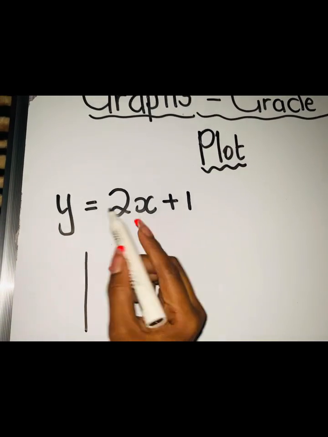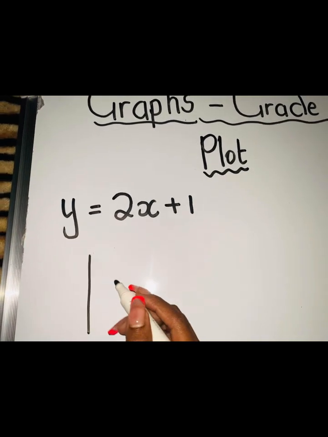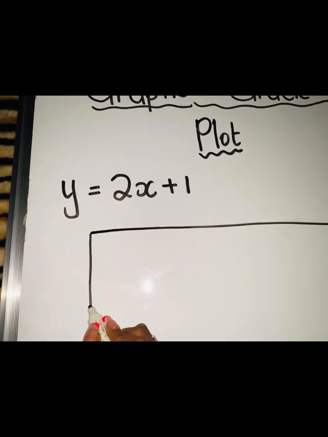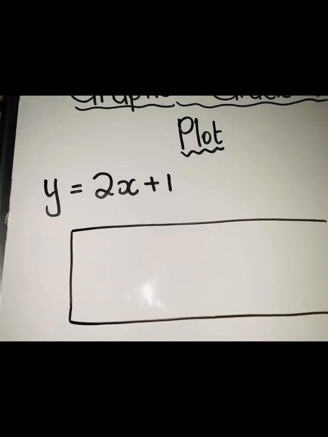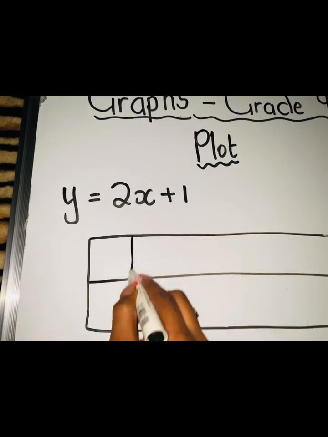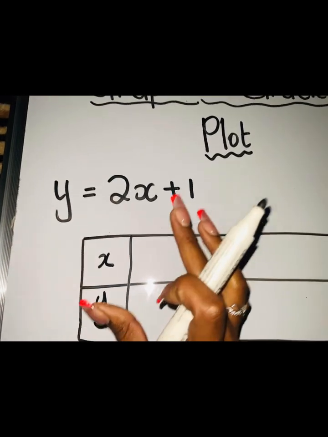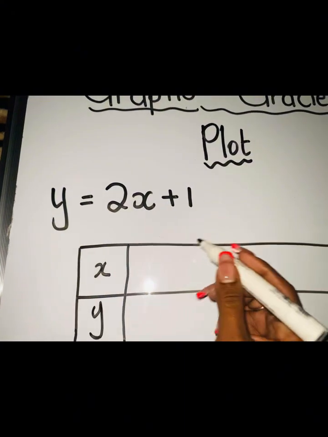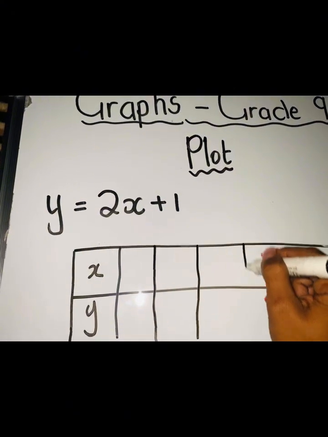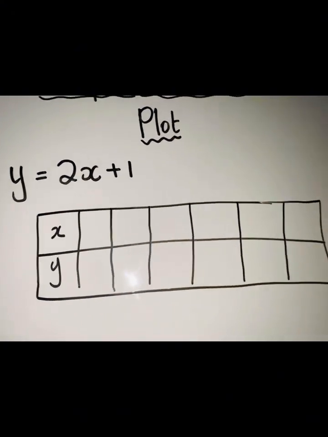Let's say you are given this equation. Well, in grade 9, you have two methods that you can use to plot a graph. The first one is called a table method. With the table method, you have your x's and your y's. So basically what we're trying to do is find the y values using the x values. Now with the x values, it's something that you are going to use.